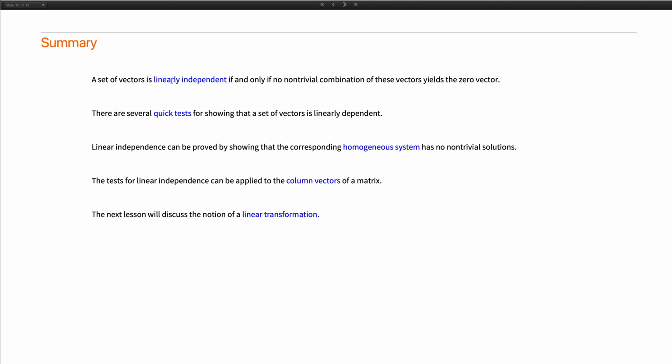Okay, so that brings me to the end of the lesson, and the main point is that a set of vectors is linearly independent if and only if no non-trivial combination of them gives the 0 vector. And of course, there are many quick tests for determining that. So for example, if you have a set which has got a 0 vector in it, then that set will definitely be linearly dependent. Okay, now the point is that if you want to prove linear independence, then you have to work with the homogeneous system and check that it has got no non-trivial solutions.